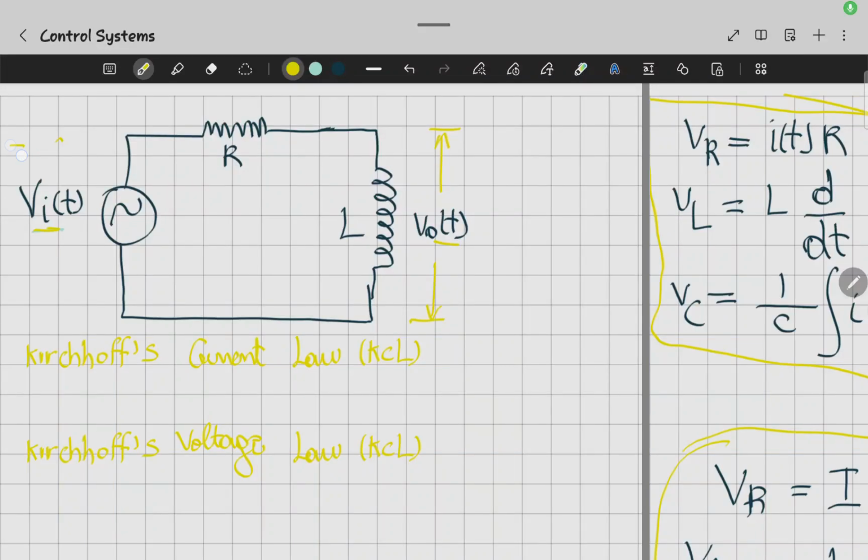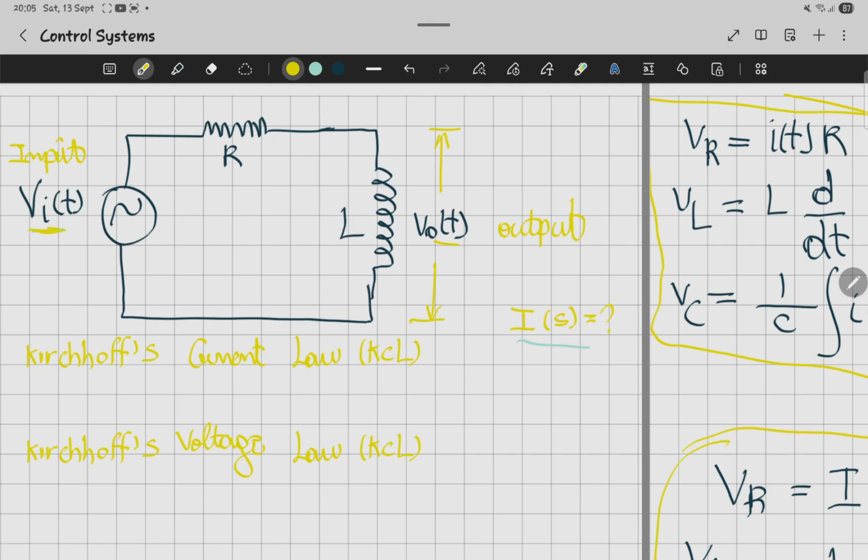What you see here, this is where we have our input, and this side, this is where we have our output. So we need to analyze this circuit. Okay, so the voltage input, and this is where you get your voltage output. And the question is, can you solve for the current? So this is a case where we're asking you to find the current in S domain.